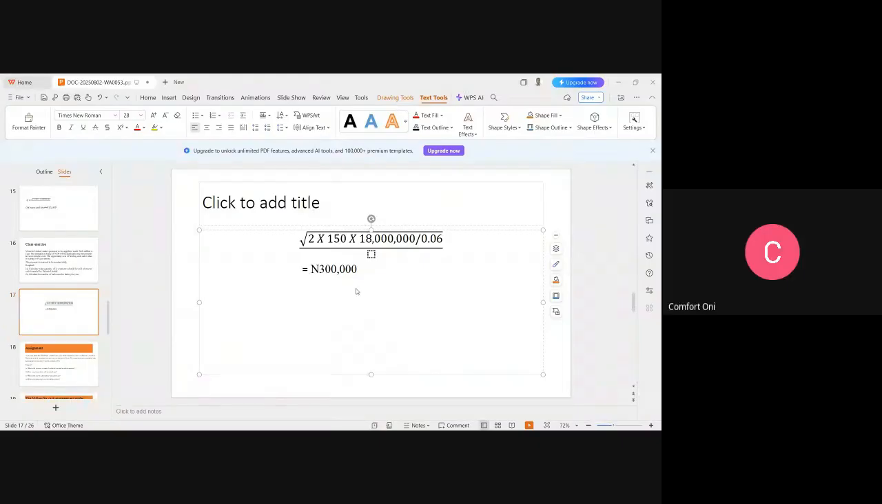Ma, I've not gotten it. I'm not getting that square root. Okay, what are you getting when you multiply 2 by 150 by 18 million? Let me do it again. Yes, do it again. I'm getting 5.4 million. So now divide by 0.06. It shows 9 raised to the power of 10. Hey, your calculator is in standard form. That's why. Let me adjust that.